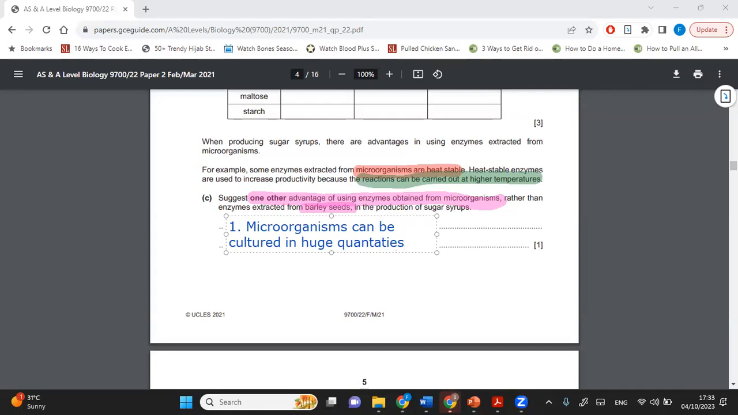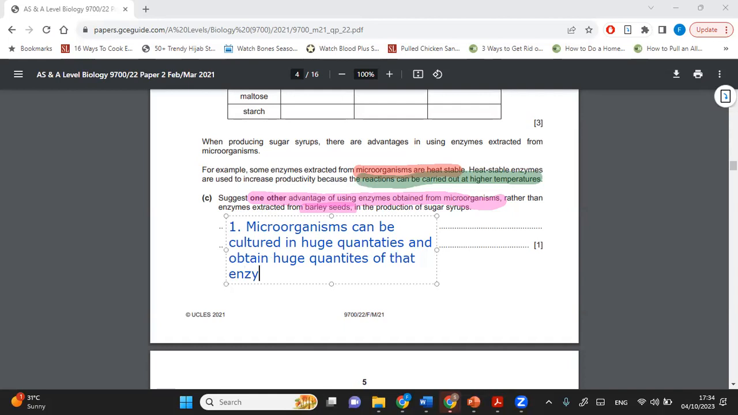Your bacteria, your viruses, right? If I decide to grow bacteria, I can grow millions of bacteria really quickly because bacteria reproduce really fast. We know that germs and microorganisms grow so fast. So I can culture these microorganisms in huge quantities and obtain huge quantities of that enzyme.